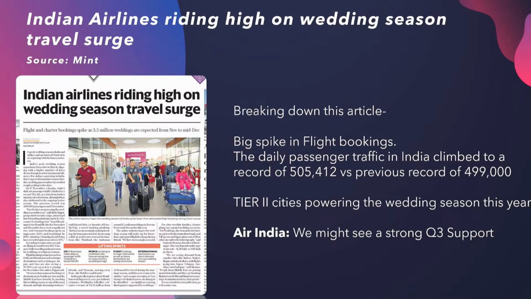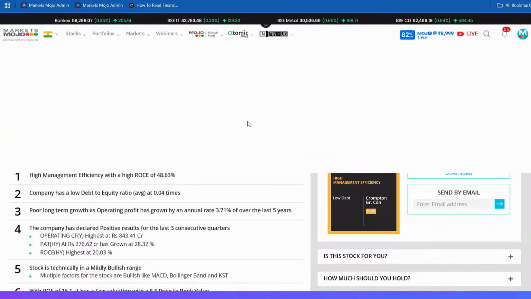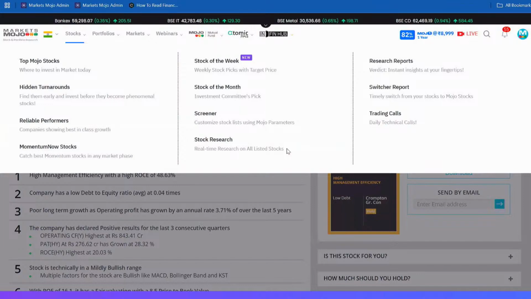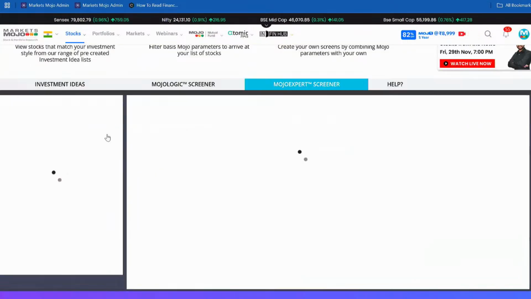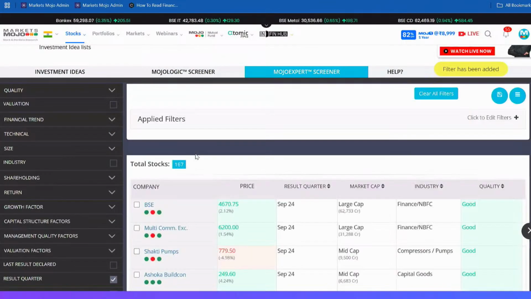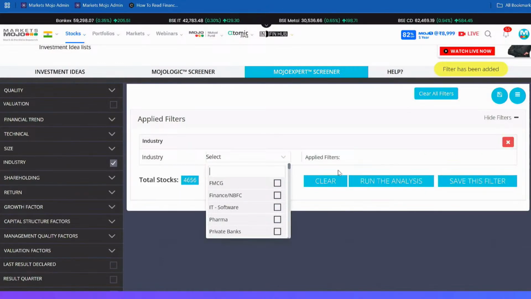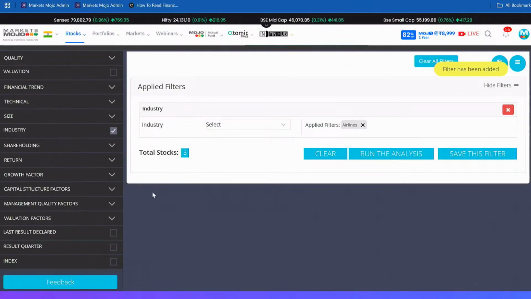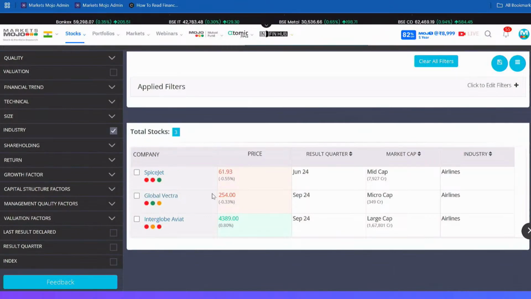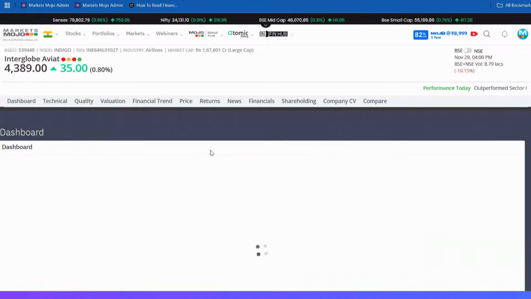From these two companies, which one could you invest in? Let's think a bit alternatively. Let me go to the screener section and highlight the airline sector. I'll clear all filters and go to industry. They're saying that the airlines should do well in the third quarter. If I click on airlines, you can see there are three stocks. I would like you to ignore one particular stock, Global Vectra, because it's mostly into helicopters. But you can see SpiceJet and Interglobe Aviation. Now you tell me, when you look at a score like this, which company would you invest in? Would you be comfortable?